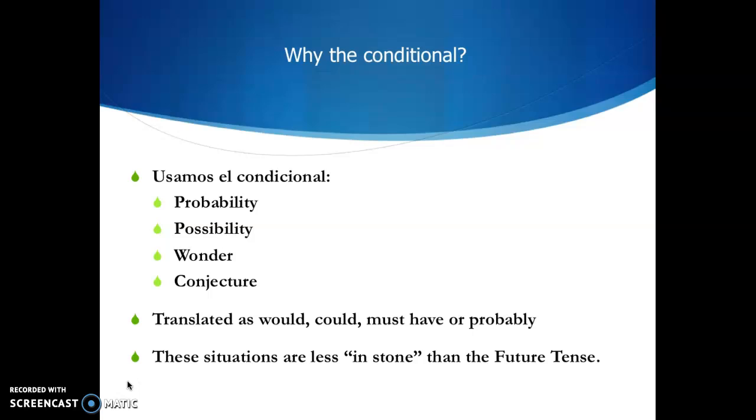So these are translated as would, could, must have, or probably. We use it when we are talking about probability of something, the possibility of something, wonder, or conjecture. So basically, as I said before, it's not set in stone. We don't know exactly. So an example of this in English would be, I would buy a house if I had $1 million. So you guys can see the example there. I don't have $1 million. I wish I did. But if I had it, I would do this. So you guys can see the possibility aspect of that there.